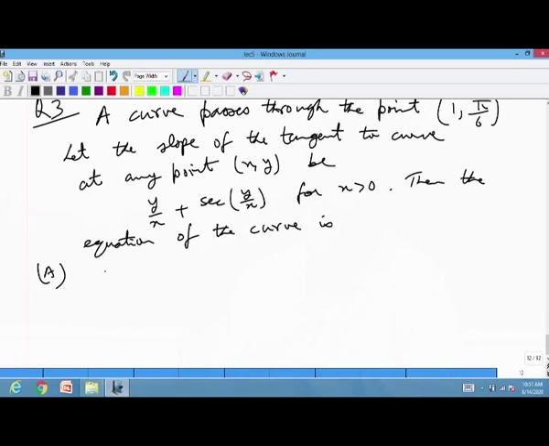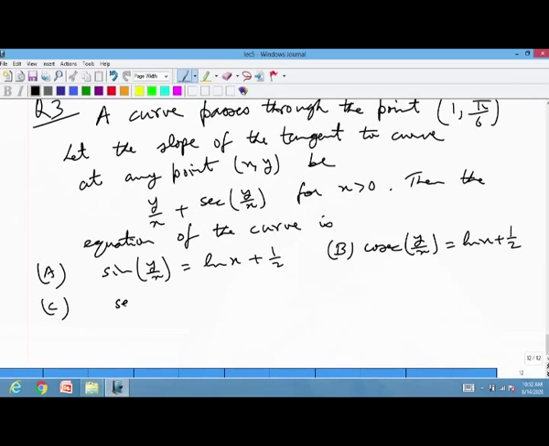You are given 4 options. A is sine of y by x equal to natural log of x plus half, B is cosec y by x equal to log x plus half, C is secant of 2y by x equal to log x plus 2, and D is cos 2y by x equal to log x plus half.